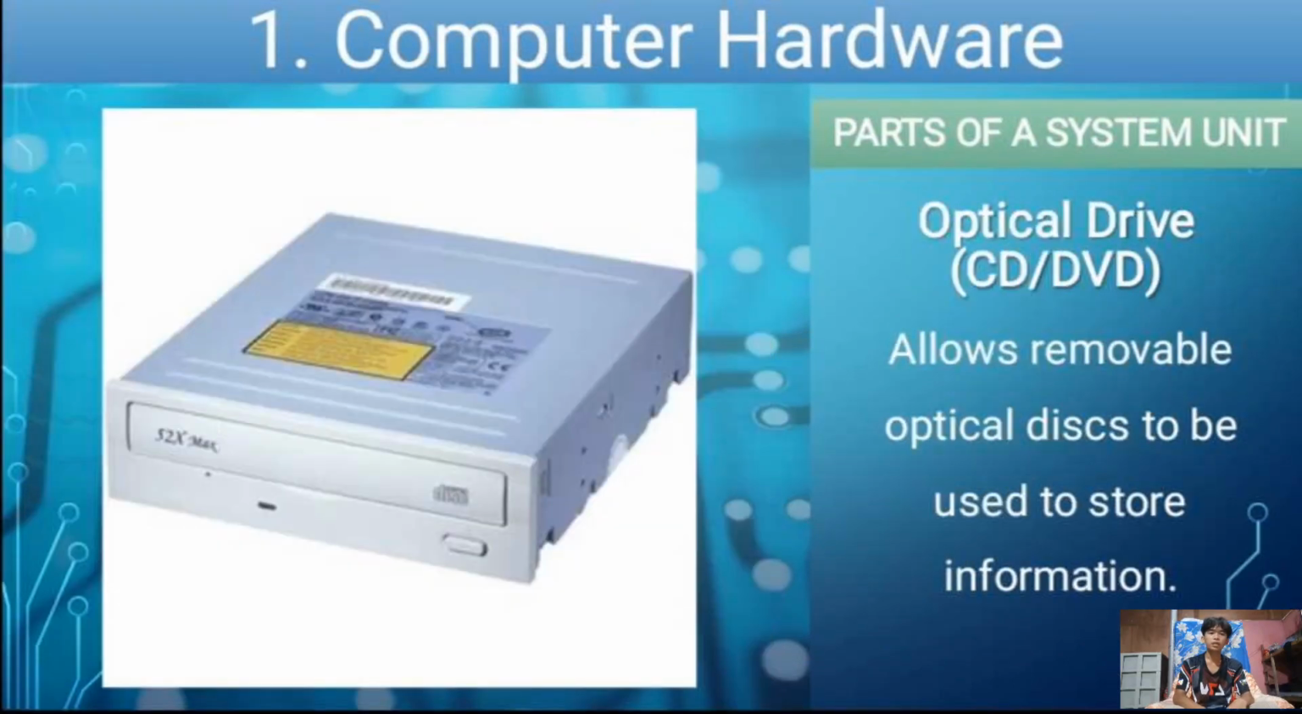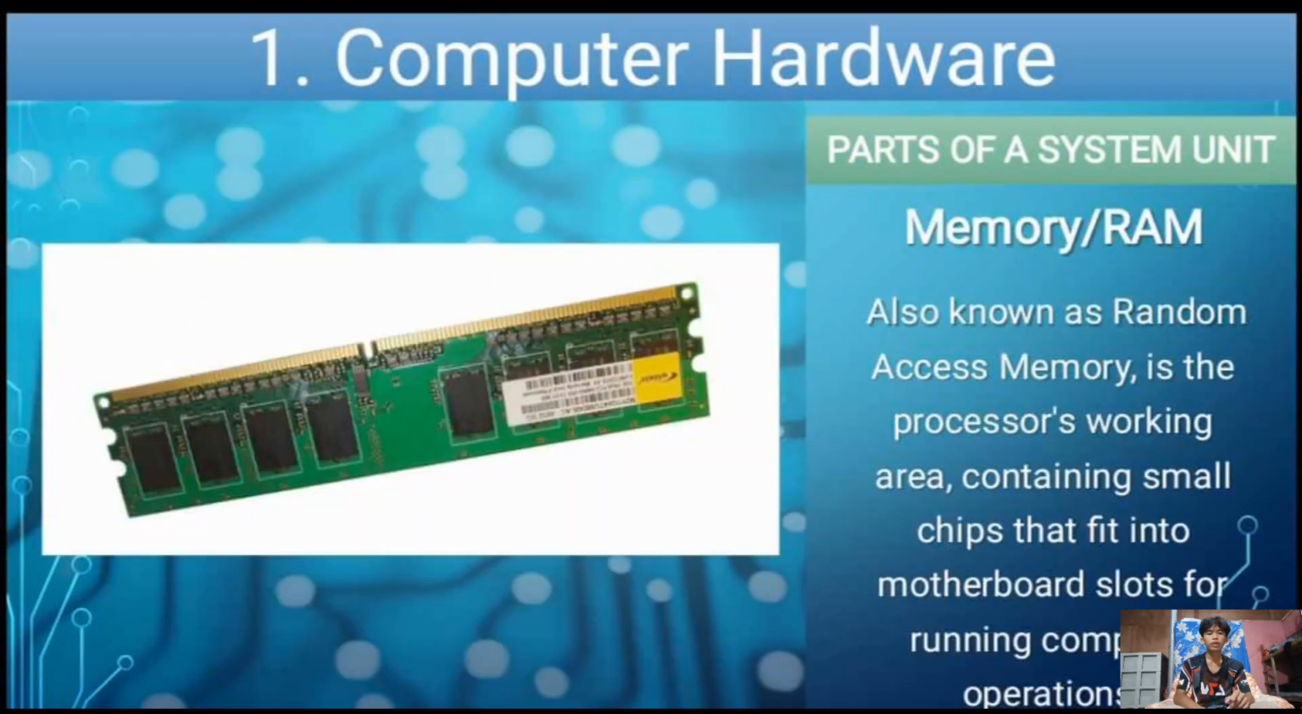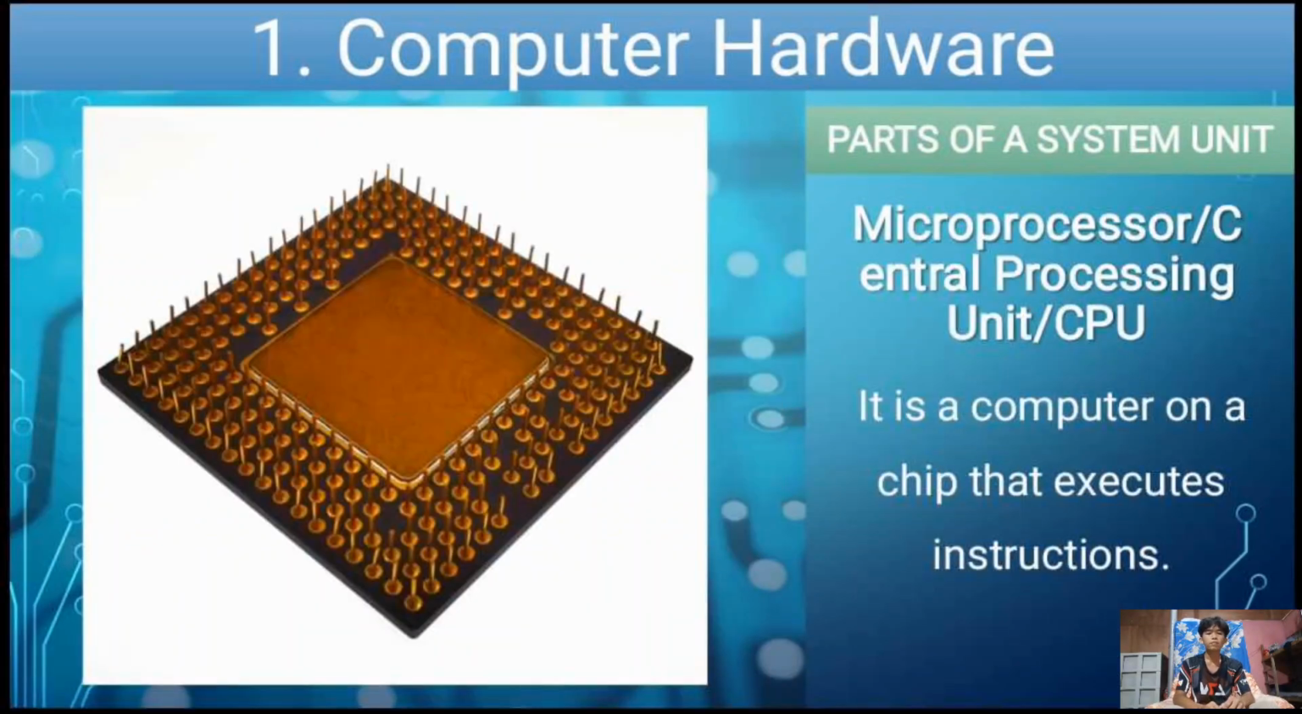Optical drive, CD or DVD, allows removable optical discs to be used to store information. And for memory or RAM, memory is the processor's working area, and here all operations take place while the computer is running. Memory is also called random access memory or RAM and consists of small memory chips which fit into slots of the motherboard.